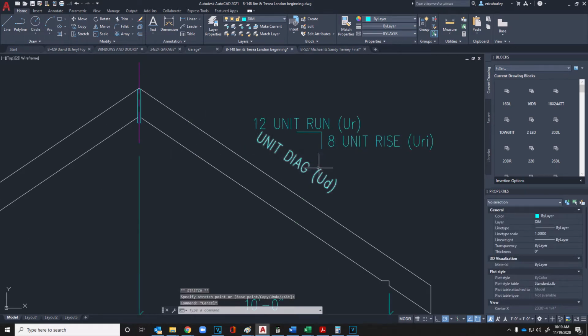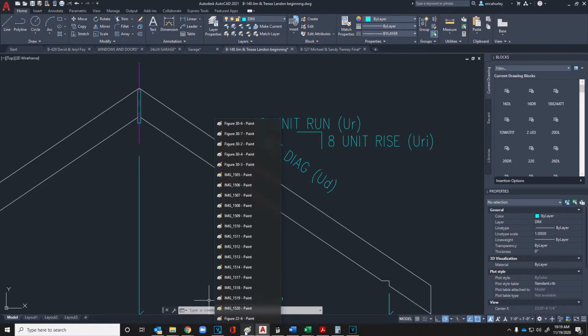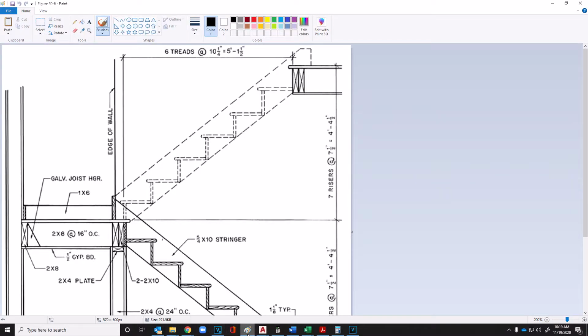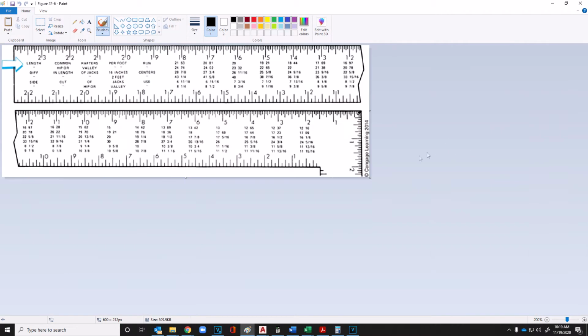Okay, so how do we establish our unit diagonal? So if you'll remember, I said that we could go in here and, of course, let's see, which one was it? Not that one. I've got way too many open here. Let me just do it this way. So there, that's the one I was wanting.